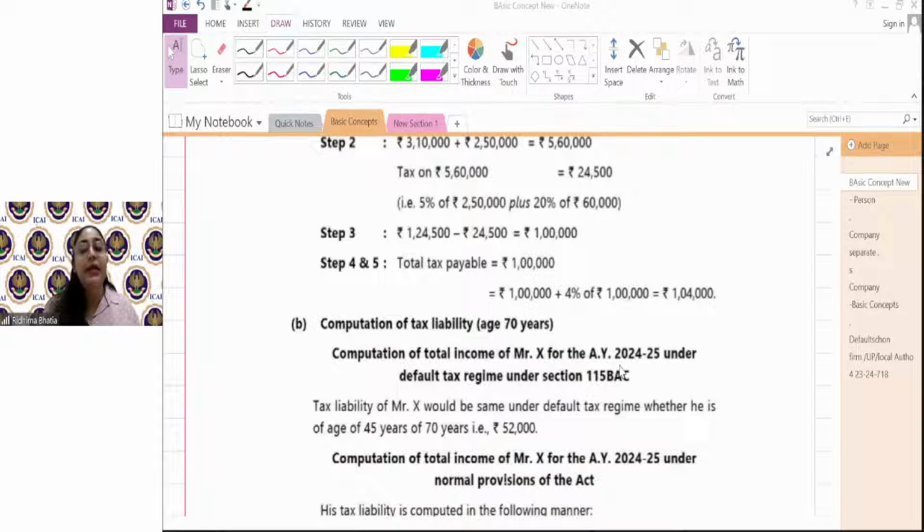But until that time, practice lot of tax rates, be it new, be it old. You should remember it on tips. Like I remember it on tips till date that if it's an old scheme, any income above 10 lakh would be taxed at 30% plus 1,12,500. This is how you save time. Okay.